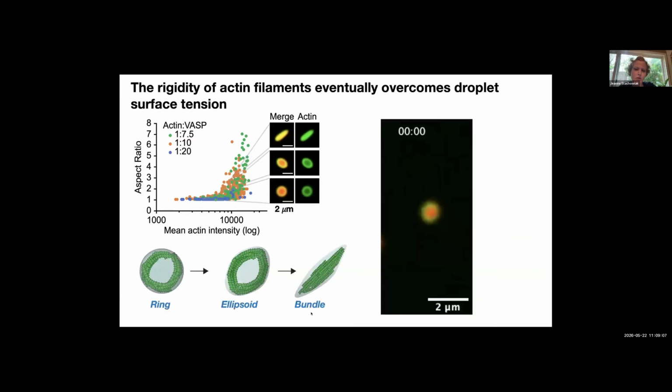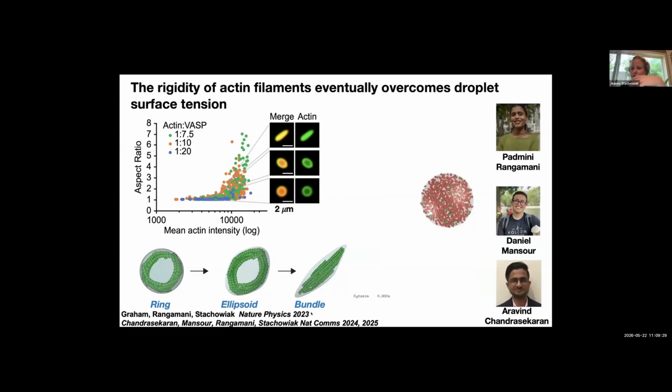And in this movie, you can kind of see what happens here. Kristen was lucky to catch this. So you can see this condensate. It has a little ring of actin and green inside of it. And when the movie starts, you will see this kind of dramatic transformation into a rod. So sure enough, the actin is able to transform these structures from spheres to rods.